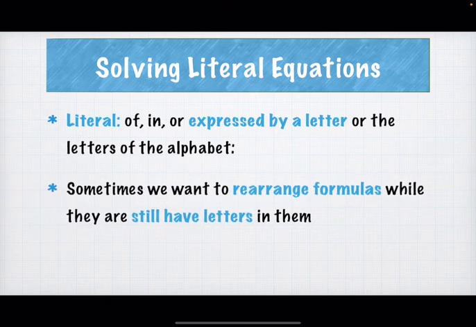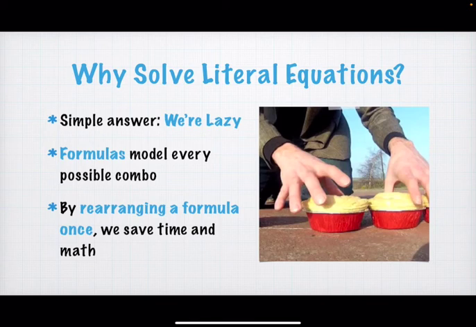Sometimes we want to rearrange these formulas while they still have letters in them. Now, the great question is why? And the simple answer is that we're lazy. Formulas are made so that they can model every possible combination that exists. For example, if you want to find the circumference of a circle, you have a certain formula. Now, you could solve it once and you'll get it for a very specific circle.